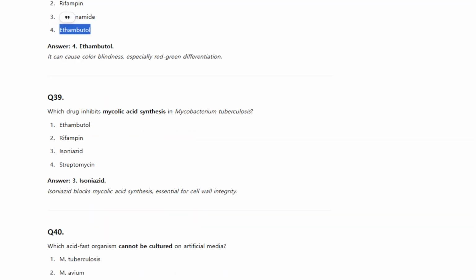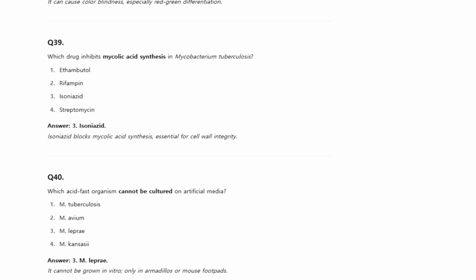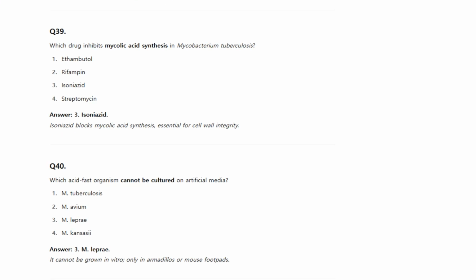Q39. Which drug inhibits mycolic acid synthesis in Mycobacterium tuberculosis? 1. Ethambutol. 2. Rifampin. 3. Isoniazid. 4. Streptomycin. Answer 3. Isoniazid. Isoniazid blocks mycolic acid synthesis. It's essential for cell wall integrity.